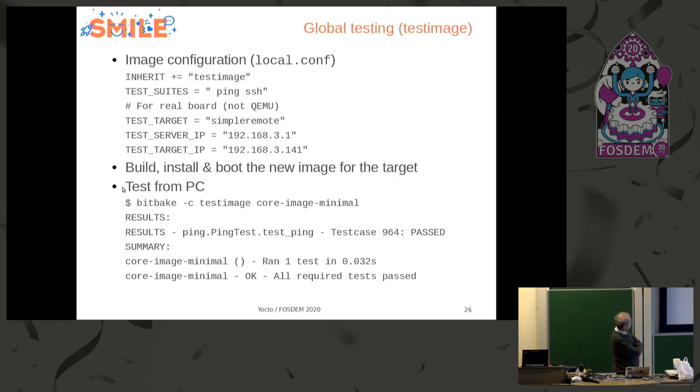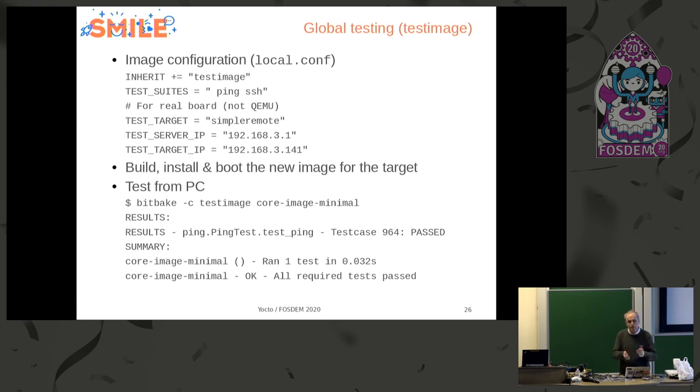Another one is global testing. It's quite different because instead of testing a package on the board, you want to test some functionalities, for example the network, SSH, and basically it's designed to be run by QEMU, by the QEMU target. But if you configure Yocto, you can make it run on a hardware board already running.